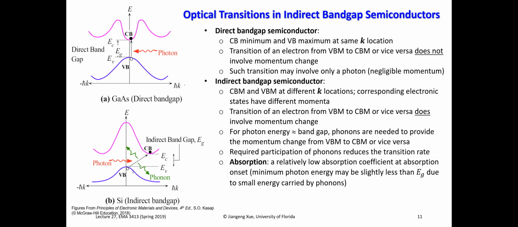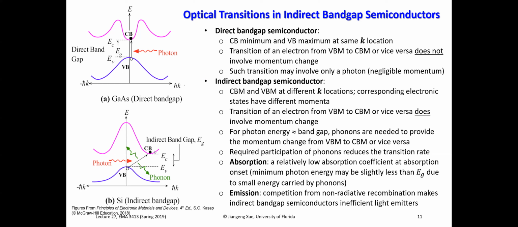So in the case of photon absorption, when we have three particles, electron, phonon, and photon, the typical process is going to be slower. So that gives you a slower rate for light absorption. Similarly, for emission, the radiative process will also be slower. That means that we now have the competition of non-radiative recombination that will take all this energy away. So this is the end of the review.